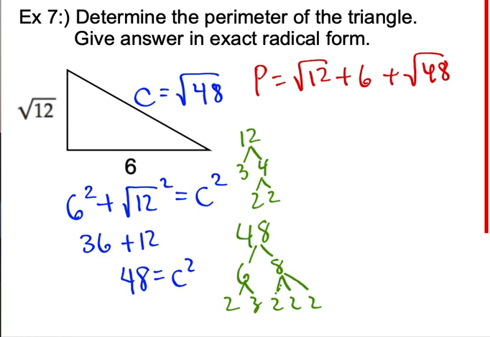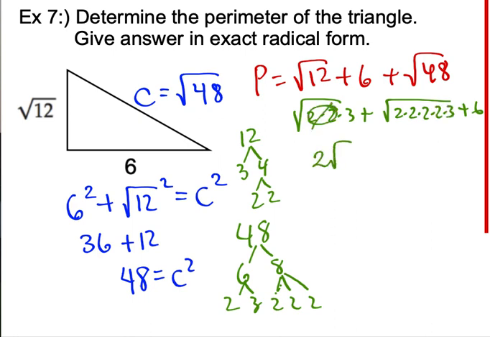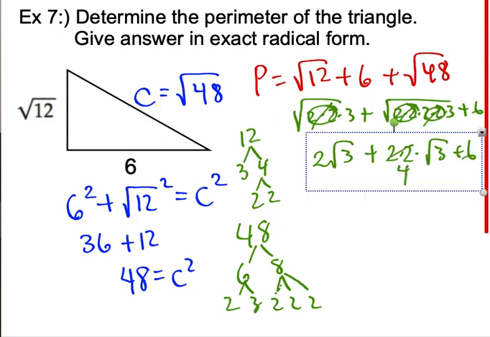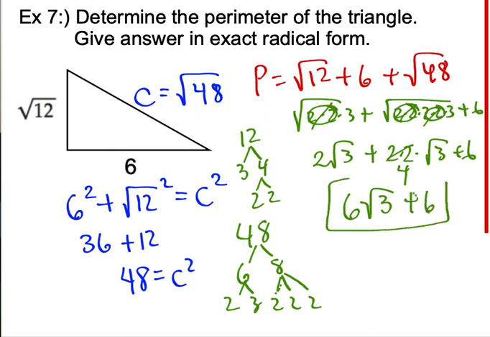So 12, 2 times 2 times 3. I'm going to put 6 out here at the end. And 48 is 2 times 2 times 2 times 2 times 3. We can pull out a set of 2's. That's 2 square roots of 3. We can pull out a couple sets of 2's. This is 4, of course. 2 square roots of 3 plus 4 square roots of 3 is 6 square roots of 3. And then plus 6. That will be our perimeter. 6 square roots of 3 plus 6 units.